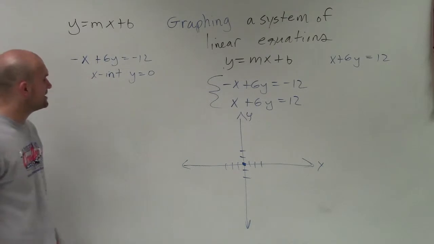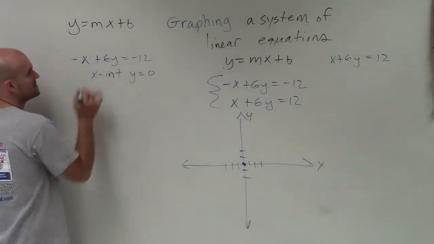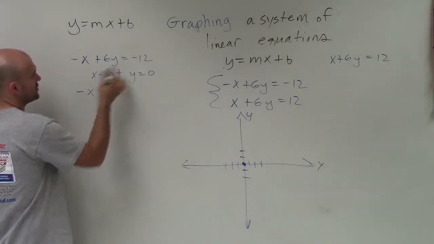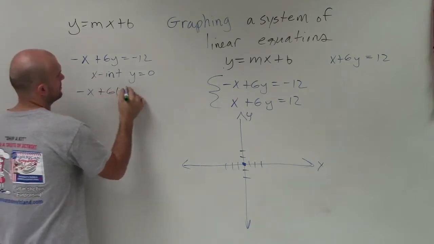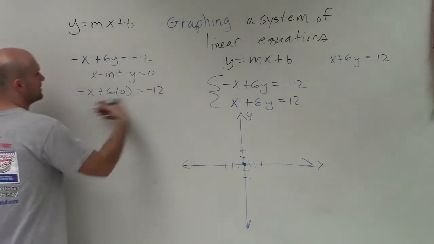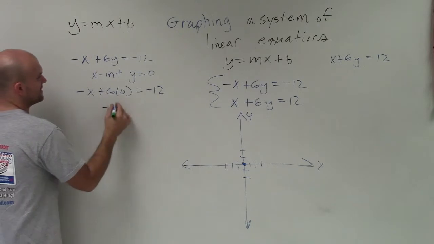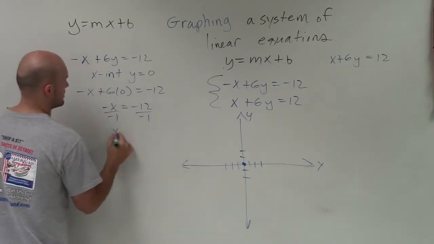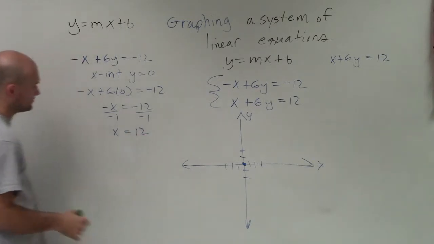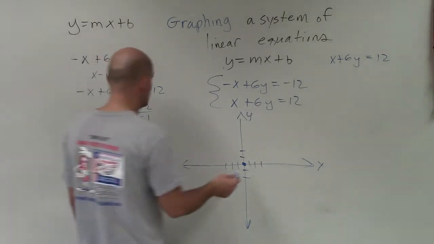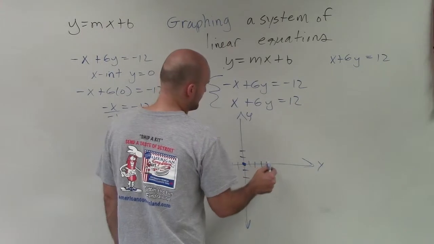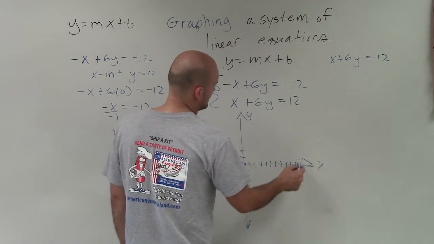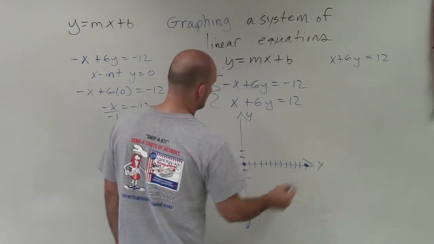So we have x-intercept, y equals 0. Therefore, I'm going to put a 0 in for the y. I get 6 times 0, so I have negative x equals negative 12. Divide by negative 1: x equals positive 12. Then I go over to positive 12: 1, 2, 3, 4, 5, 6, 7, 8, 9, 10, 11, 12. And I make a nice big point here.